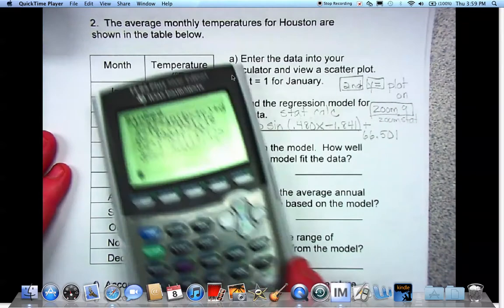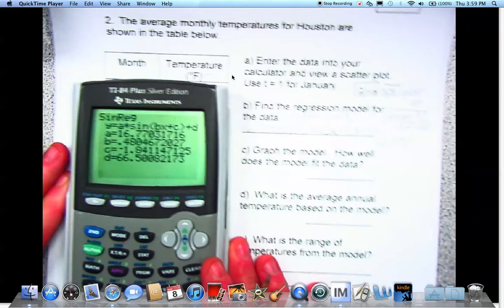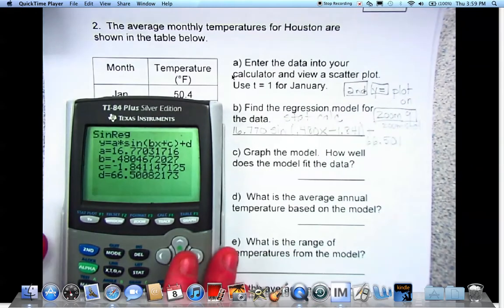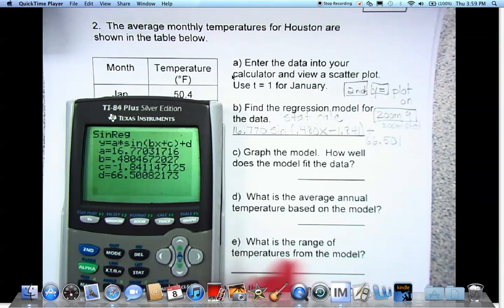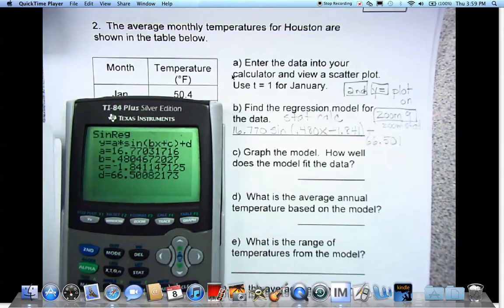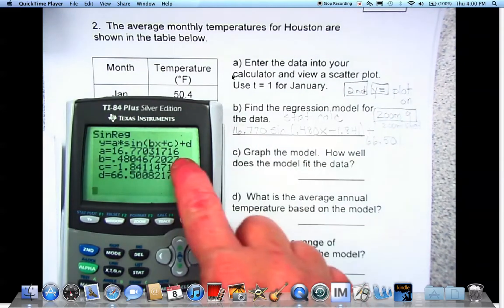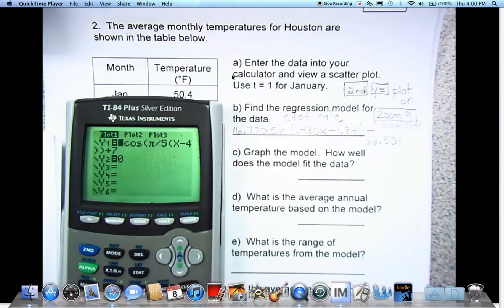Okay, now we got to graph it. The way we graph it, and all of this information is on your assignment packet. At the end of 4-7, it has it all right there. So what we're fixing to do next is plug this equation right here into y equals. So go to y equals and clear y equals.